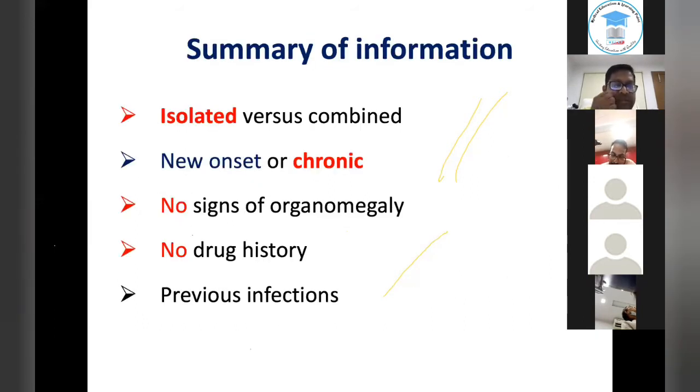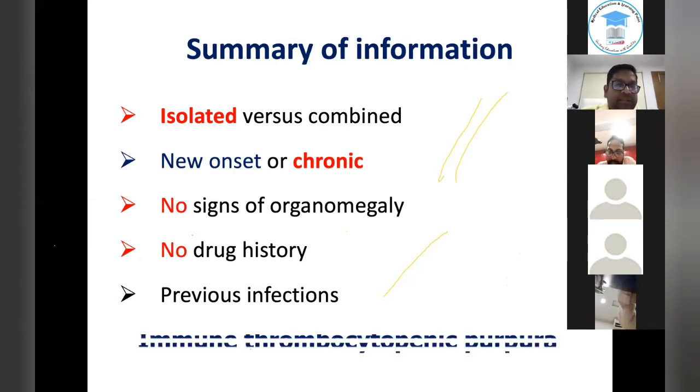What is your diagnosis? So we have an isolated thrombocytopenia, but the onset is chronic. There are no signs of organomegaly, no drug history, and the only previous infection is there. With this typical history, it is prudent that you will think of ITP.